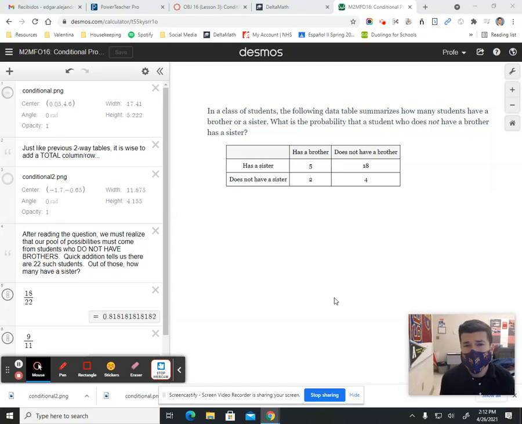All right, guys, another really easy lesson. Let's talk about conditional probability. All right, so here's another two-way frequency table. And we have students who have a brother or have a sister. Some don't have a brother, some don't have a sister, some do not have either.